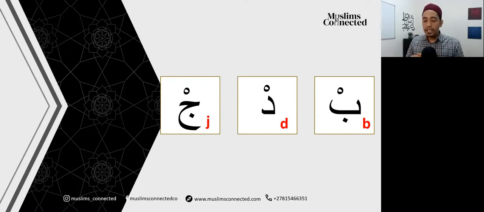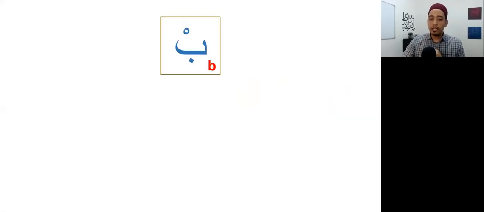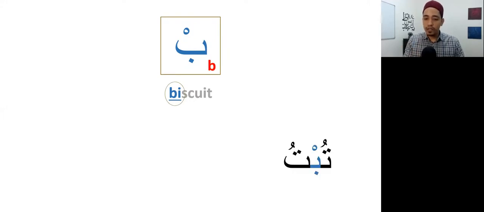But now, these letters have a tajweed element that is added to them. Let's first dive into it, and later on we will tell you why we have this concept, if you still don't understand. Basically, the letter ba, when it has a sukoon, is going to sound in a word like the b in biscuit. B, b, biscuit. Take that b in the word biscuit.